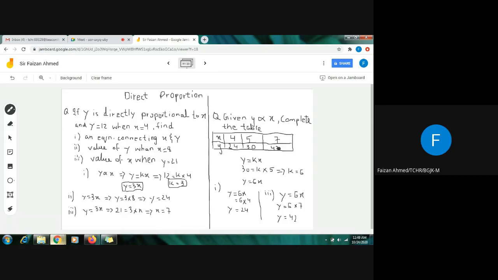So these were two types of questions on direct proportion. The first one was given in the form of a statement, and the next one was in the form of a table. In both the questions, the first step is to form an equation. You just have to form an equation by using the statement which is given in the question, and you will be given the values of x and y, which you will use to find the value of k. And then after finding the value of k, you must develop an equation connecting x and y by putting the value of k, and then you can use that equation to find the missing quantities.